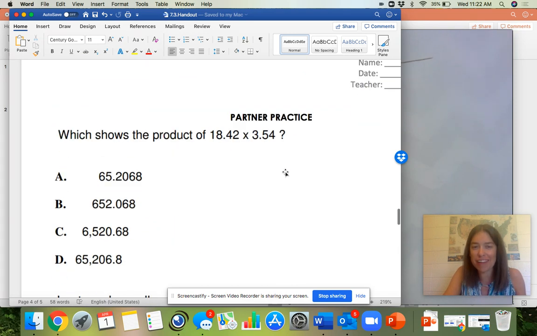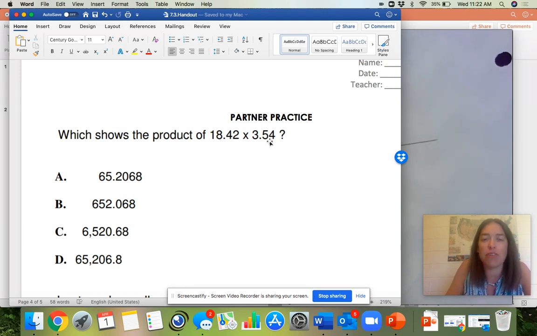Question number 1. I saw a lot of scholars using some really smart estimating moves. After rounding 18 and 42 hundredths to the nearest whole number, or 18, they rounded 3 and 54 hundredths to the nearest whole number, or 4. When they multiplied 18 times 4, they got 72.